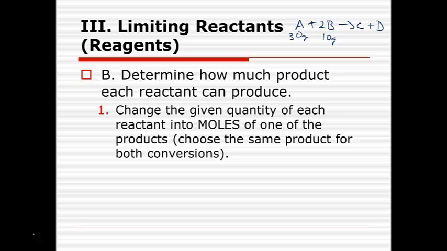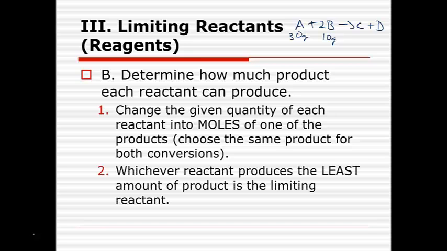Change the given quantities of each one into one of the products. Doesn't matter which one, but pick one of them. Whichever one produces the least amount of product is the limiting reactant. So I need to do two problems. I need to take 30 grams of A, change it into moles of A, then pick one of the products. So let's say we're going to pick C.